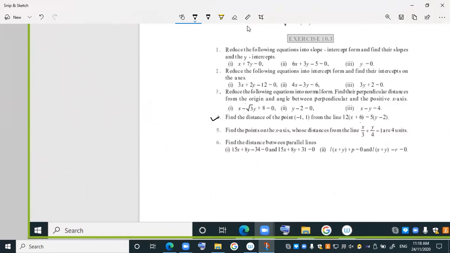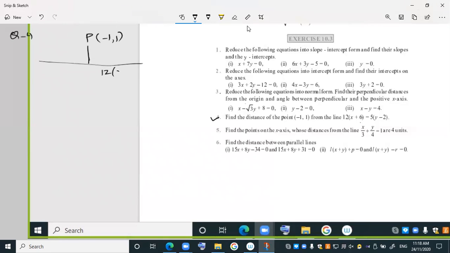Now we have to find the distance of the point from the line. Yes, this is the point. Question number 4. Suppose the point has the coordinates -1 and 1, and from this point we have to find the perpendicular distance from the line whose equation is 12.